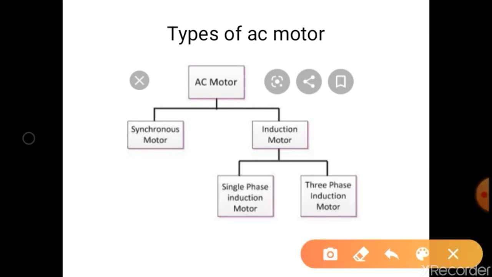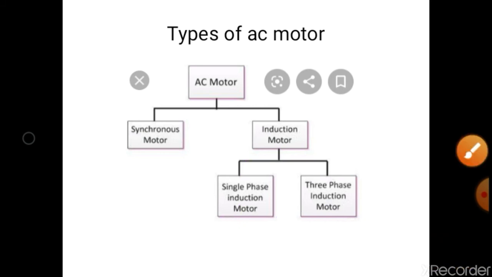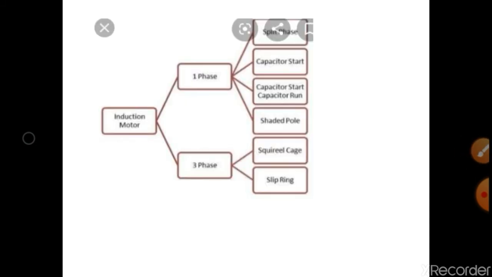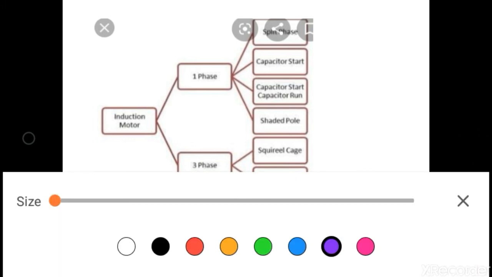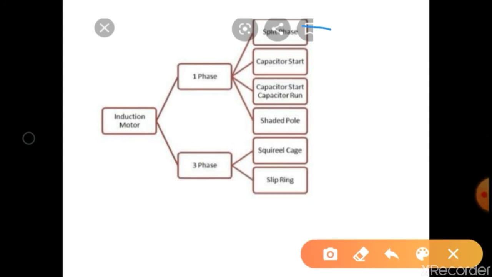In the case of induction motors, these are again subdivided into two types based on the supply: single phase induction motor and three phase induction motor. These are again subdivided into a number of types. In single phase induction motors we have four types: split phase induction motor, capacitor start induction motor, capacitor run induction motor, and shaded pole induction motor. These single phase motors are not self starting, so we have to start them using external equipment or an external circuit. So based on that there are four types.